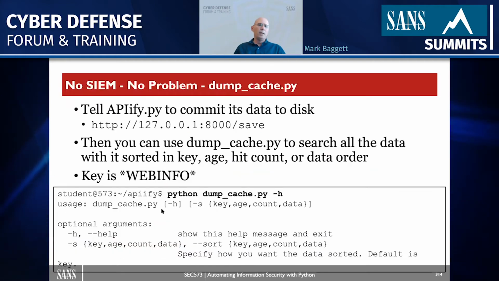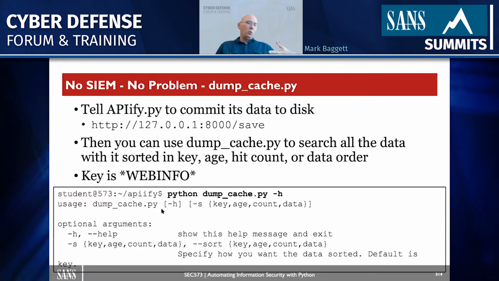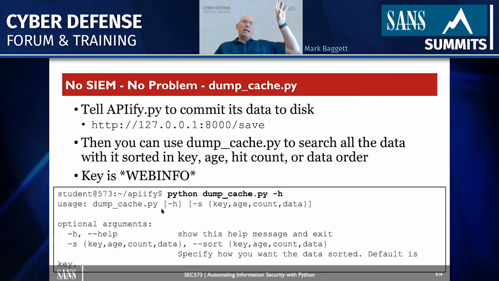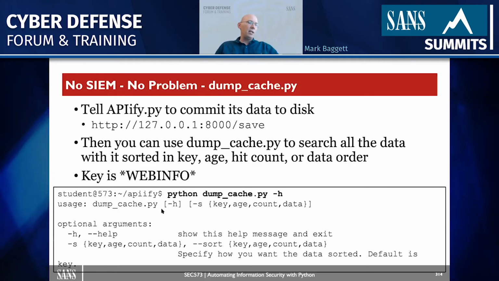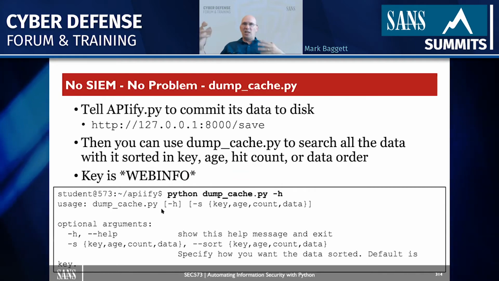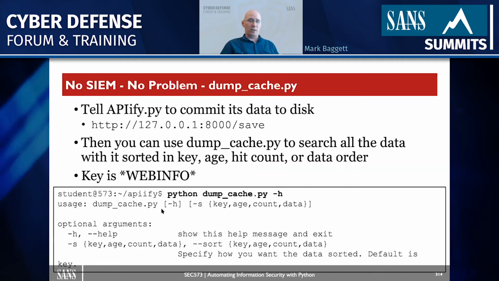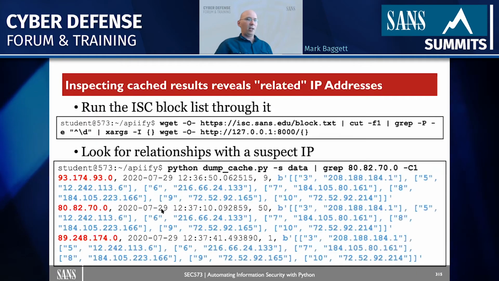And so this is useful if you have a SIEM, but even if you don't have some type of central logging system, you can tell it to take everything it currently has in its cache and commit it to the drive. And then you can use this tool that it comes with called dump cache to analyze the information in the cache. So I'm going to use that here just to demonstrate how effective this traceroute might be by analyzing the caches in there.